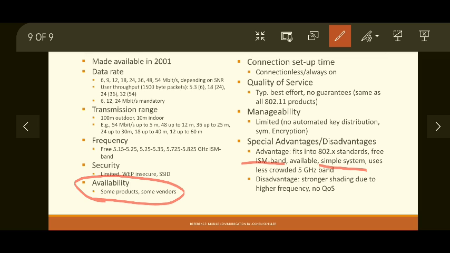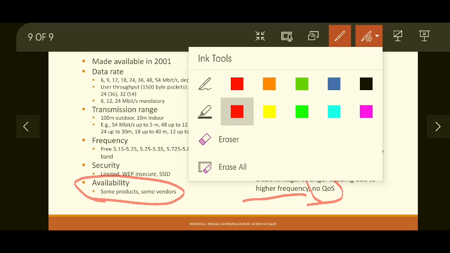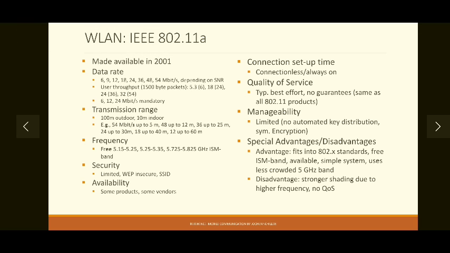Simple, again, it uses the less crowded 5 GHz band, because of fewer applications in the 5 GHz, there is a lesser amount of interference. The drawback is stronger fading due to higher frequency. So even though interference was less, its impact was larger because of the higher frequency. Again, the quality of service issue is not addressed in this standard. So that is one of the limitations. So that is 802.11a.